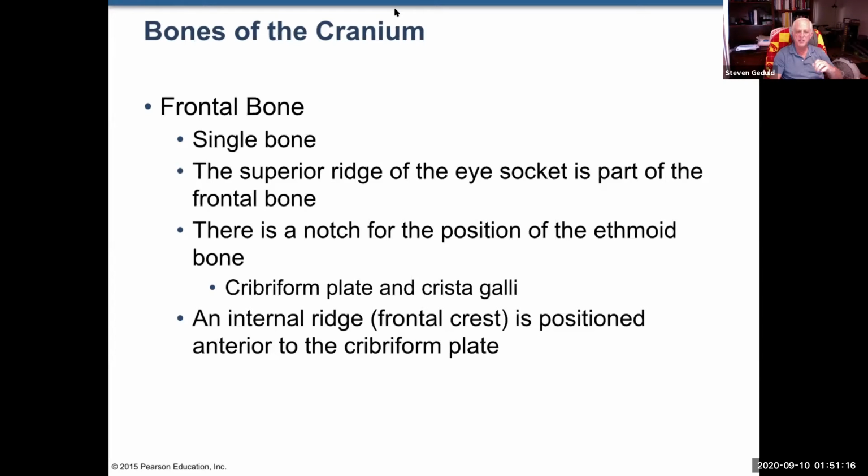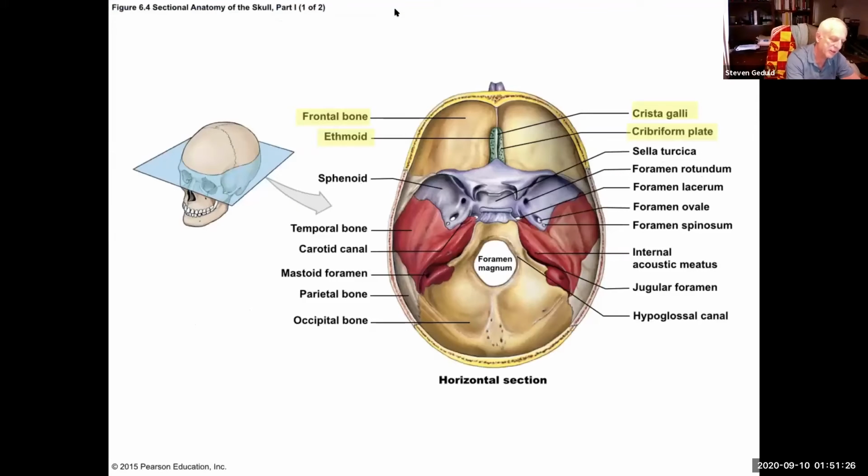The cribriform plate, all those little holes are for your olfactory nerve endings to run through. That's where the nerves go through to get the impulse of smell to your brain. Okay? There's an internal ridge called your frontal crest, which is positioned just in front of, or anterior to, your cribriform plate. So here's the pictures of it. This is a frontal bone. So this is the front here. This is the anterior portion of your skull.